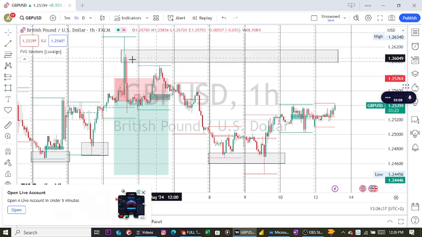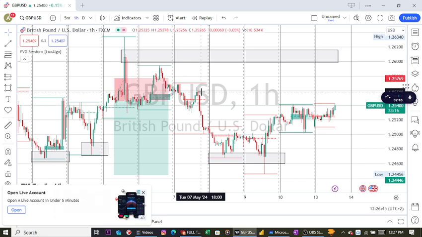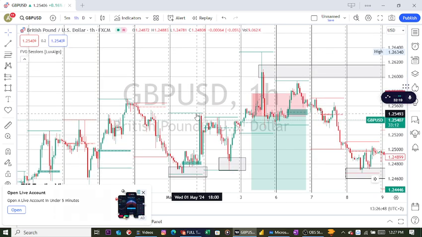This is a resistance zone. Two candles have met here. When two or more candles meet at the high side, at the topmost side of the chart, it means that's a resistance. At the lower part of the chart, it means that's a support. That's what you should know about that.